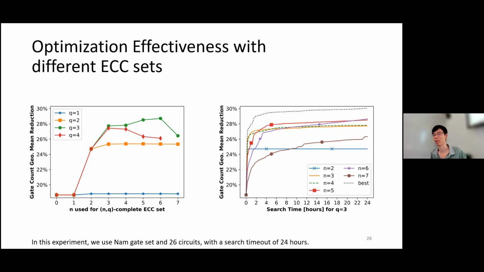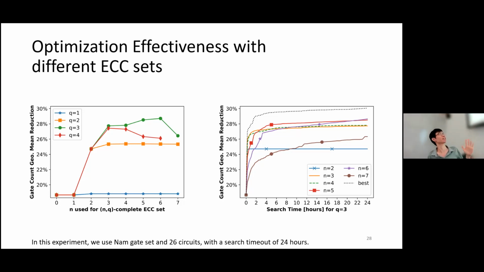When n is larger, for example n is 6, it goes slower because the EC set is very large and it takes more time. But the final result becomes better because the larger EC set contains more circuit transformations, so it can do better. So n equals 6 performs the best, and n equals 7 just goes too slow even after 24 hours.